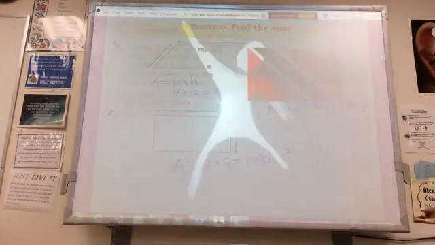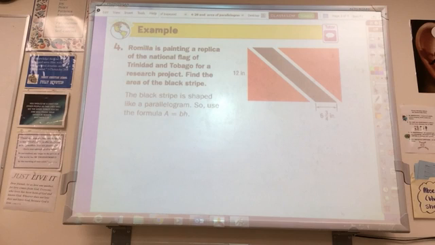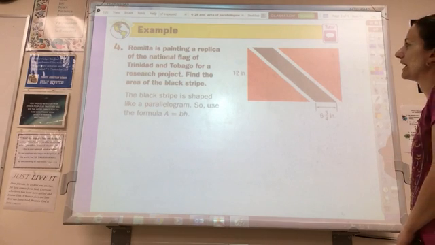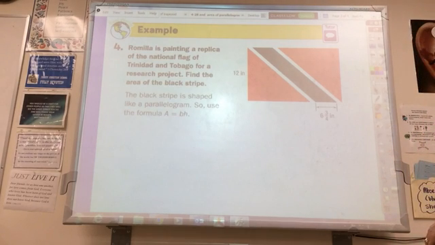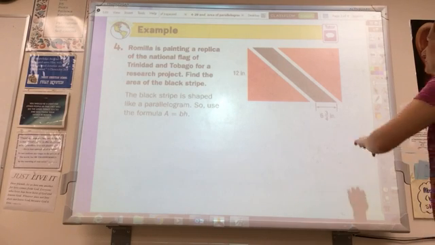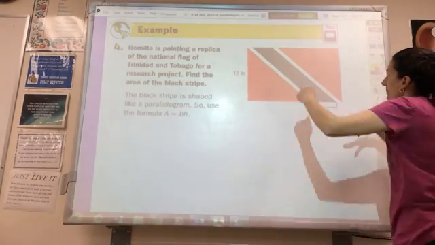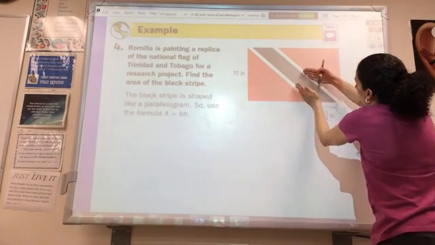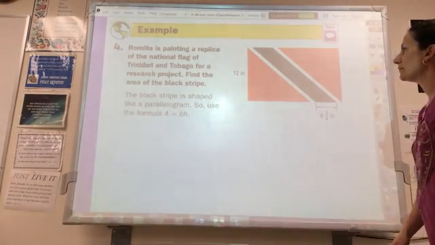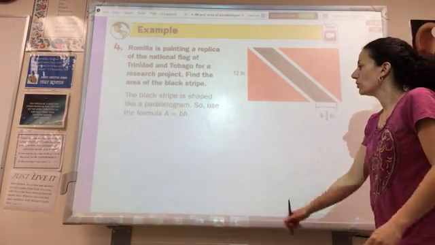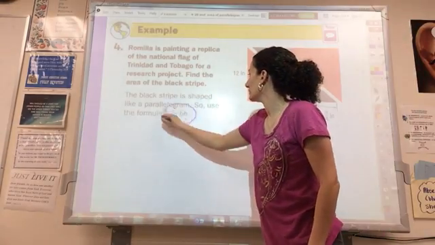Let's take a look at a real life example. Ramilla is painting a replica of the national flag of Trinidad and Tobago for a research project. Find the area of the black stripe. As you can see in the flag, the black stripe is a parallelogram. The opposite sides are parallel, so we can use the formula we just learned.